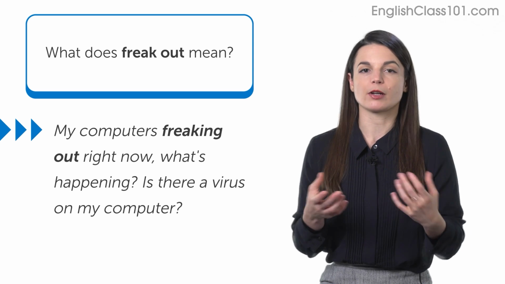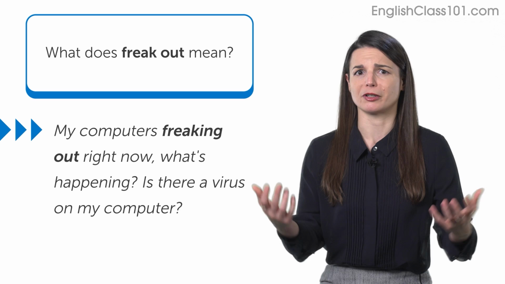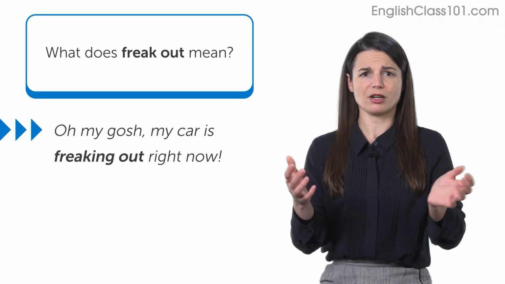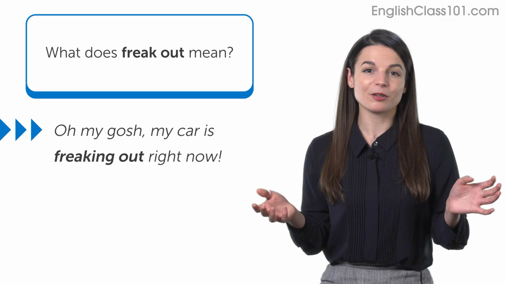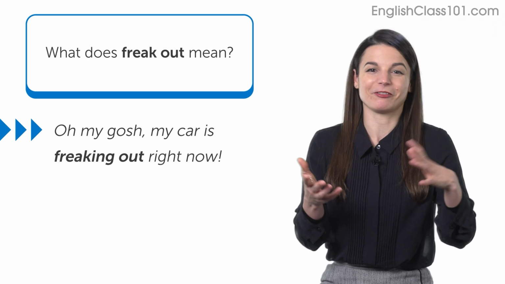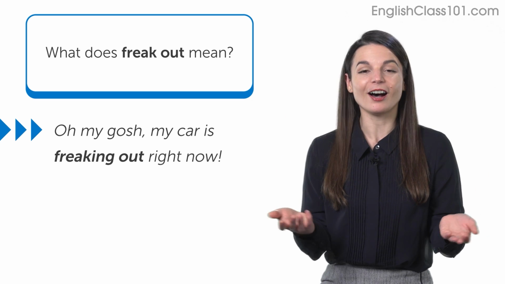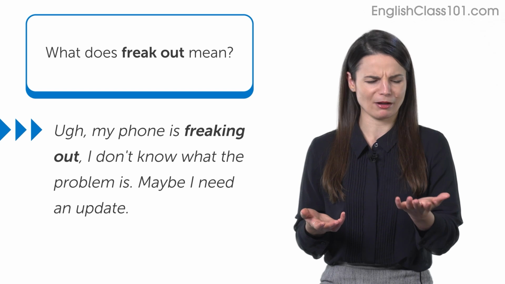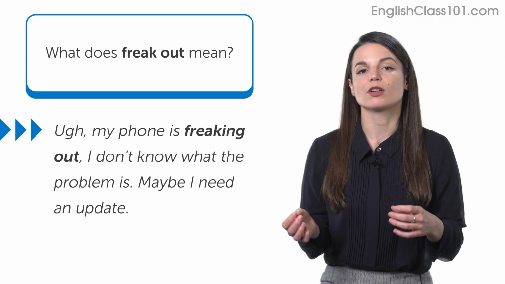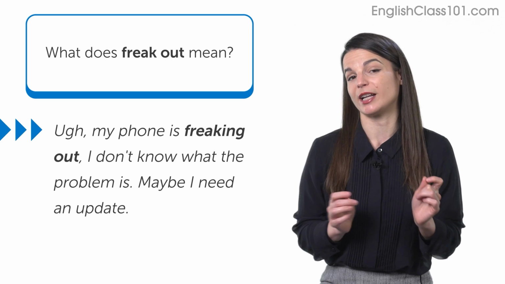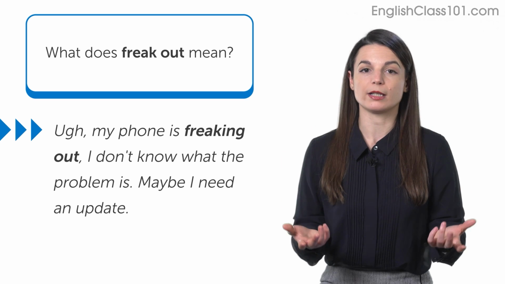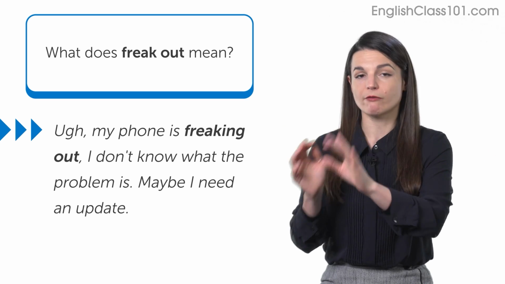You might use this for another kind of machine in your life. Maybe if your car starts making some kind of strange noise or behaving in a strange way, you might say, oh my gosh, my car is freaking out right now. Or to talk about another machine in your life, maybe your smartphone starts doing something really strange, opening and closing stuff, I don't know. Either way, it's really, really odd. You can describe that with this verb, like, my phone is freaking out. I don't know what the problem is. Maybe I need an update. So we can use this verb to talk about some kind of erratic or strange behavior that is unexpected, and generally the feeling is that it's out of control in some way. So this is how we use the verb form.